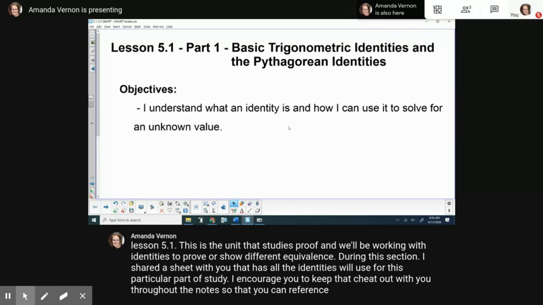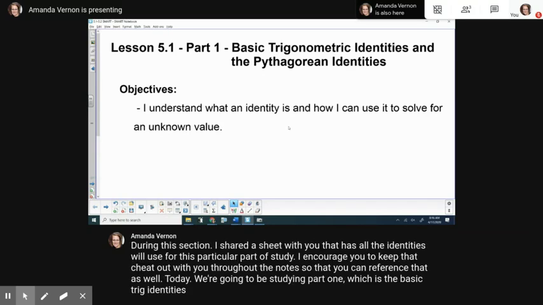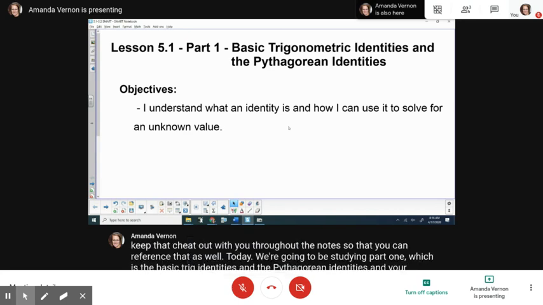Today we're going to be studying part 1, which is the basic trig identities and the Pythagorean identities. And your objective of the day is to understand what an identity is and how you can use it to solve for an unknown value. Let's go ahead and get started.